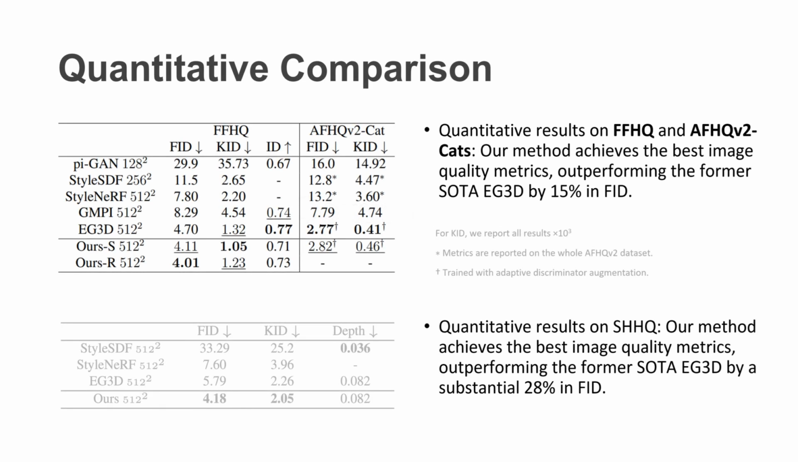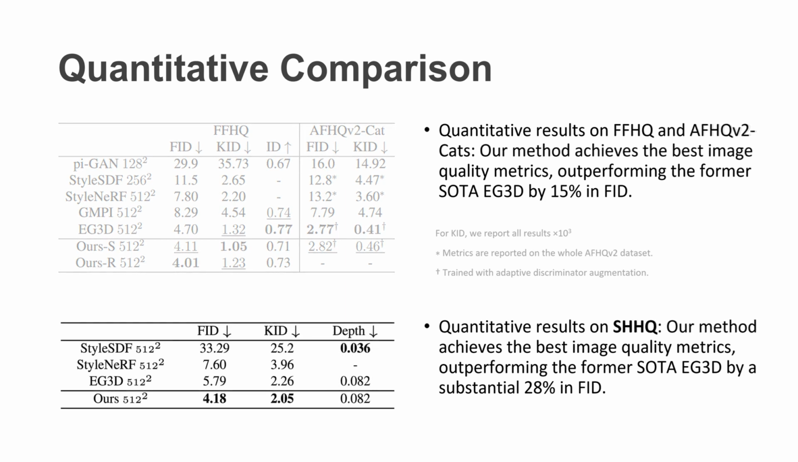We evaluate our method on 3 datasets: FFHQ and AFHQ, which are widely used for image generation, and SHHQ, which contains challenging full-body human images. Our method surpasses the state-of-the-art 3D-aware image generation methods in terms of image quality on FFHQ and AFHQ. In particular, our method improves the FID score by 15% over EG3D. The superiority of our method is more evident on the SHHQ dataset, where many methods fail to train due to excessive computational costs. Our method achieves a remarkable FID score of 4.18, which is 28% lower than EG3D.